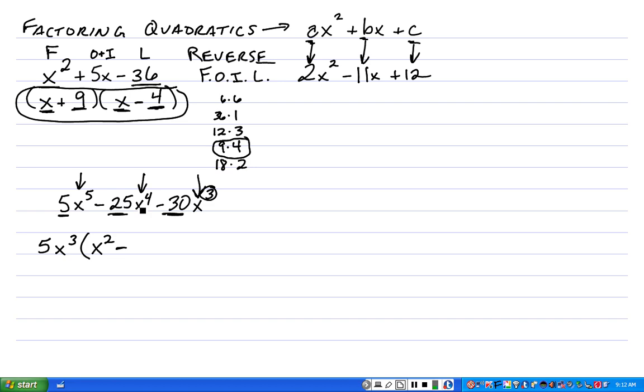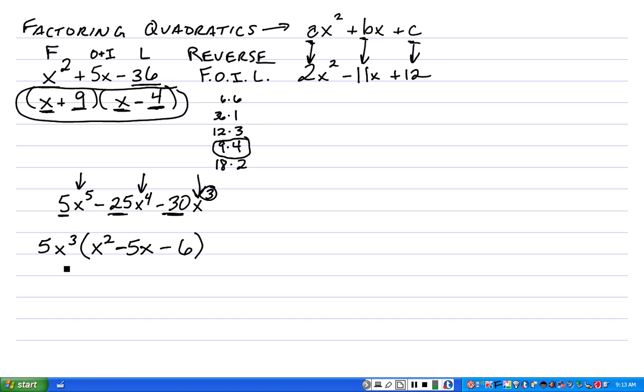Now I'm looking at my second term, my middle term, negative 25x to the 4th divided by 5x to the 3rd. So negative 25 divided by 5 gives me a negative 5. X to the 4th divided by x to the 3rd is like saying 4 minus 3, which is x to the 1st, which we just write as x. Write my minus sign. Now I have a negative 30 divided by 5, which is a 6. x to the third divided by x to the third, 3 minus 3 is 0, so that's like saying x to the 0, which is just 1, so we don't have to write an x, and we leave it as minus 6.